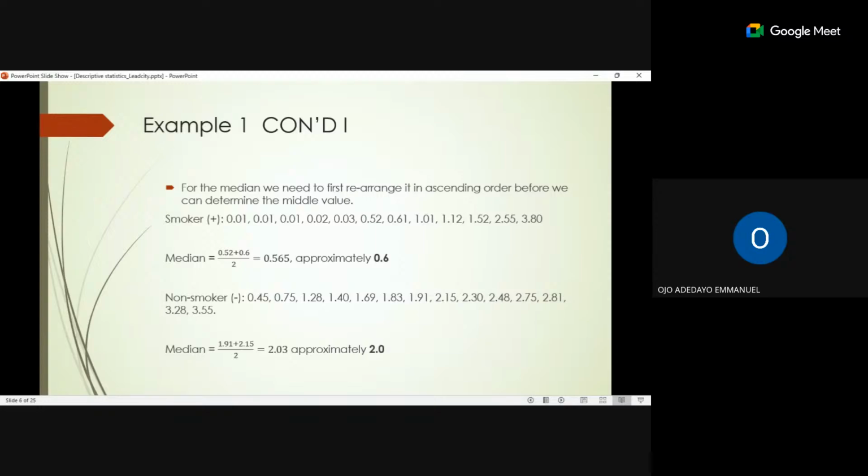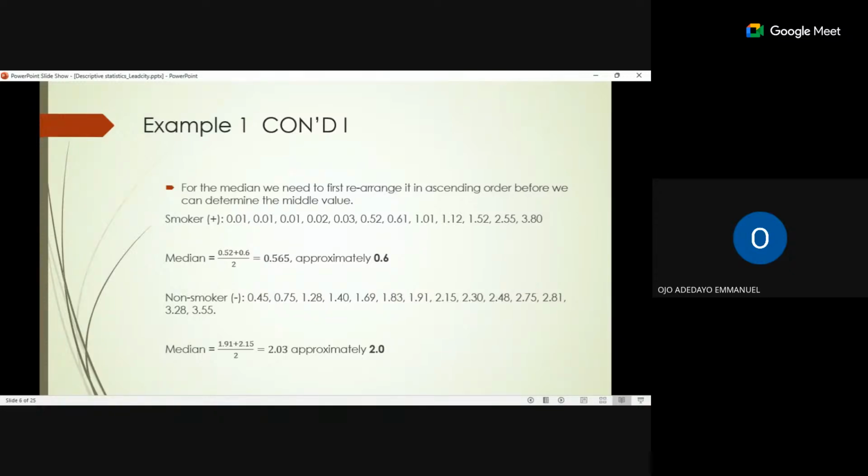Remember that I said something the other time: either you arrange your data set in ascending order, that means you are starting from the lowest to the highest, or you arrange it in descending order, that means that you are starting from the highest to the lowest. Either one is okay, and it's mathematically correct or statistically correct.